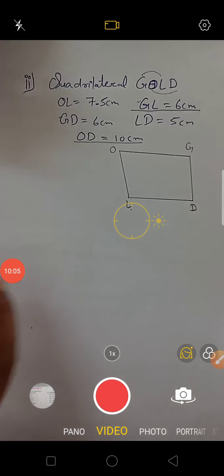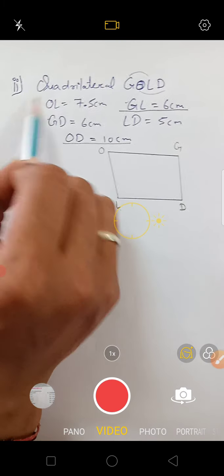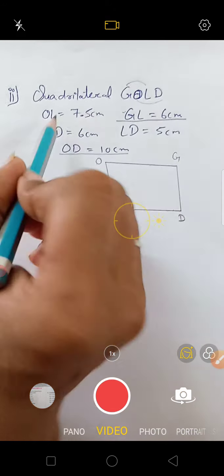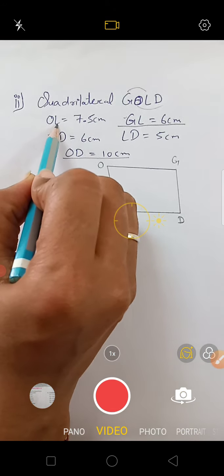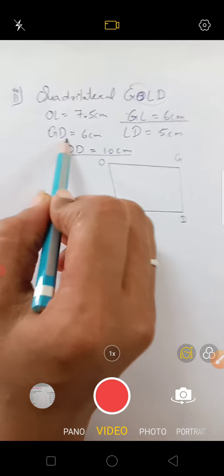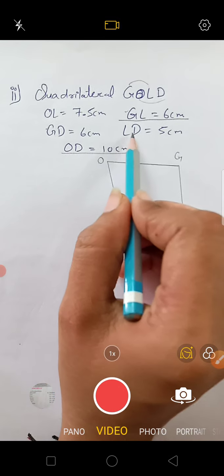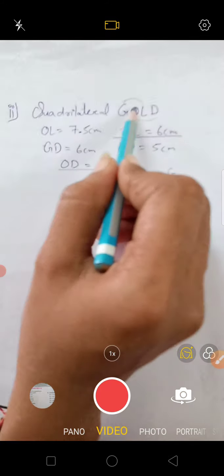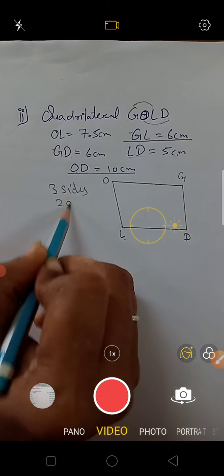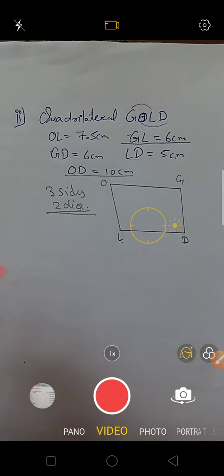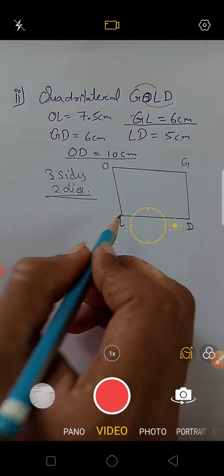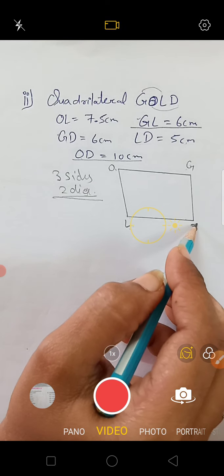So here we construct the second quadrilateral, the second construction, and it is quadrilateral GOLD. For plotting GOLD, we know the given basic data: OL is a side, GL is a diagonal, GD is also a side, LD is also a side, and then OD is a diagonal. So here 3 sides and 2 diagonals are given. Same as previous, we construct using the second construction statements, like GOLD.